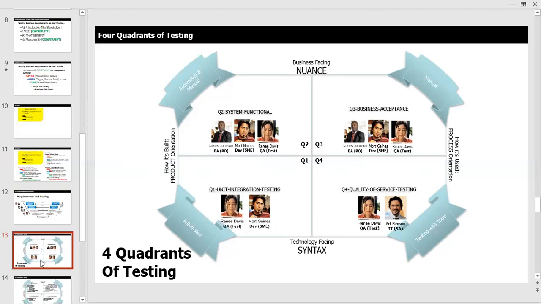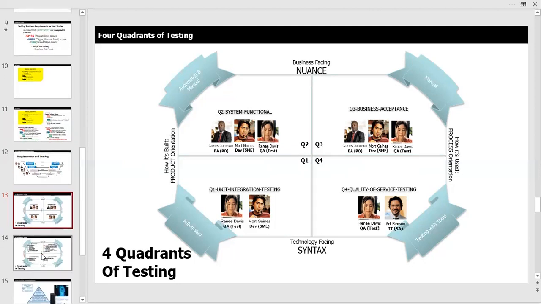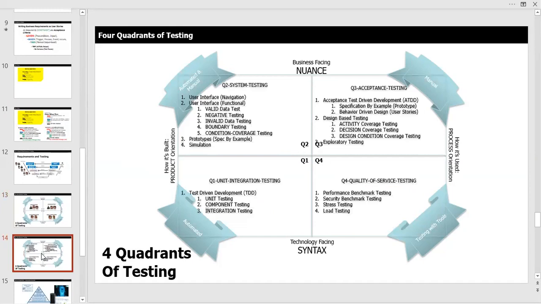And hopefully you'll be able to walk away when you go back to your office and just look at things slightly different than maybe you were before you came online. So what are some of these tests that are in these quadrants?